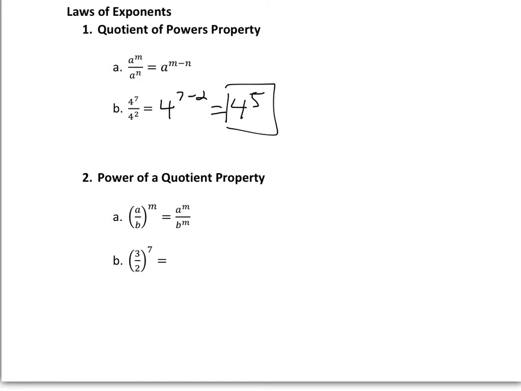Now, power of a quotient. Basically if you're doing the power of a quotient, you enact that power, the m goes both to the a and the b. So it's a to the m over b to the m. That's how you do the power of a fraction. Okay, so 3 halves to the 7th is just going to be 3 to the 7th over 2 to the 7th, which once again, with a calculator, you could easily simplify. Let's go to some more examples.